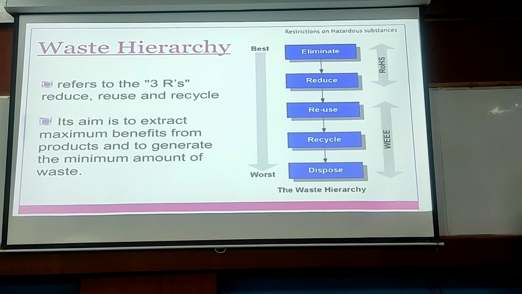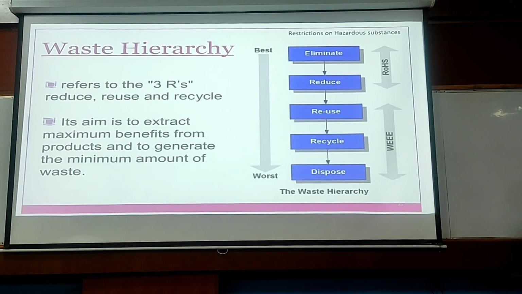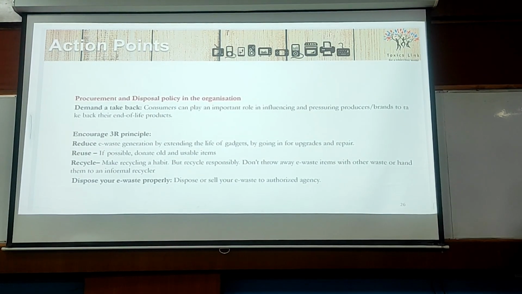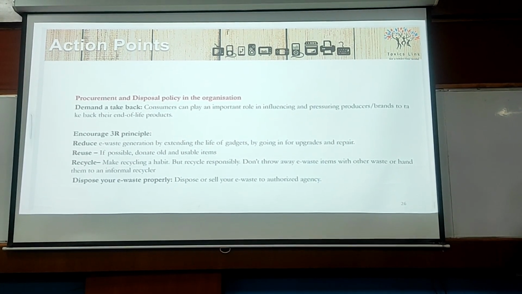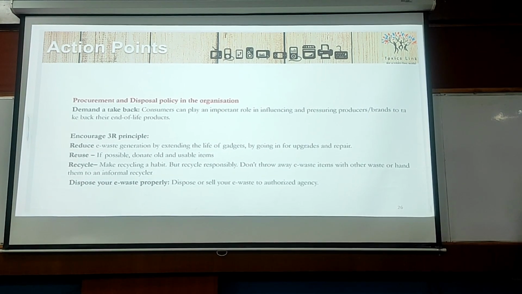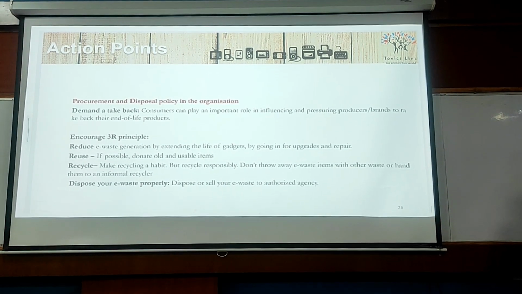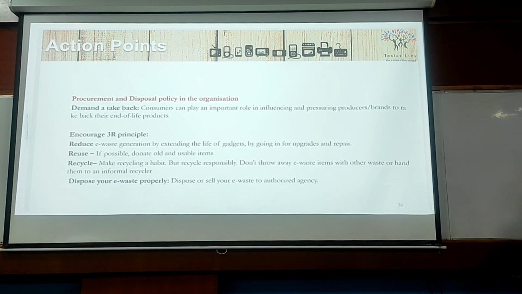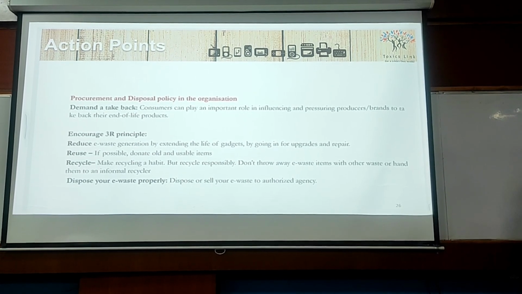So, what is the hierarchy? What are the ways and means to reduce it? For that matter, we have the 3R principle, which is reduce, reuse, recycle, and then dispose. In reduce, basically we try to lengthen the life of the gadgets by going for upgrades and repair. If we have a mobile with us, let us try to keep it as long as possible. If you want to expand its configuration, you can do it. But rather than buying a new mobile, it's better to use it as long as possible, so that it will reduce the impact of manufacturing its production.